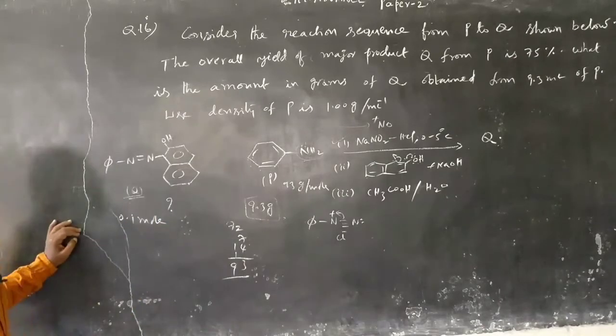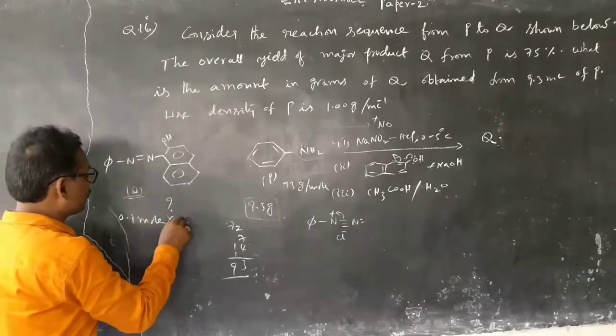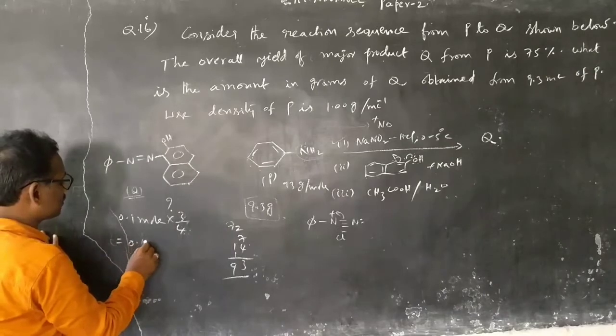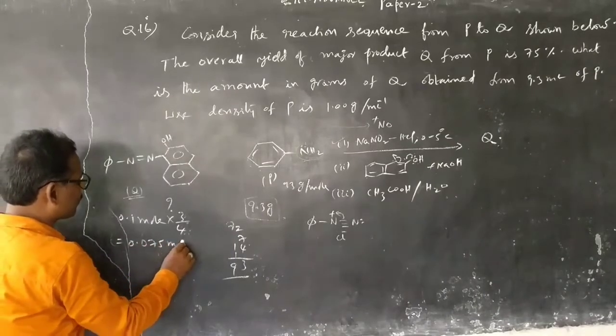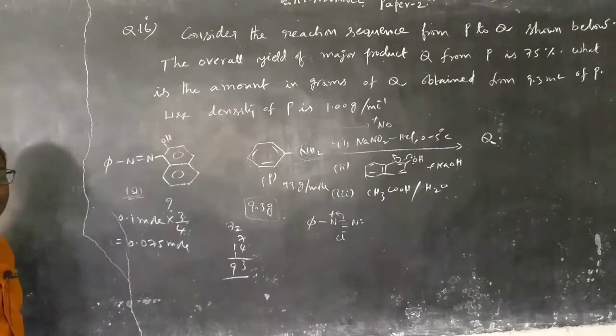But only a 75% yield is obtained. That means only 3/4 of this, which we can write as 0.075 mole. It is less than 0.1 mole. So 0.075 mole is the amount of Q that will be formed.